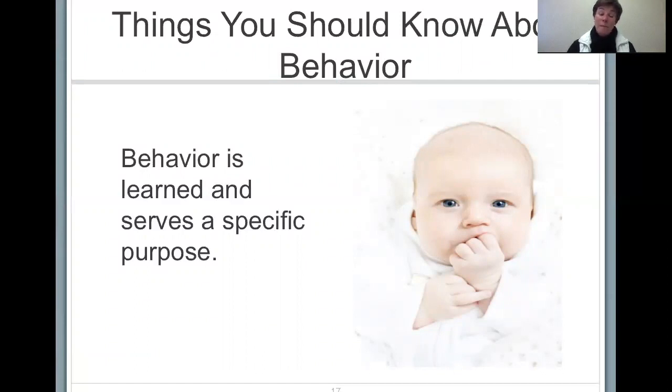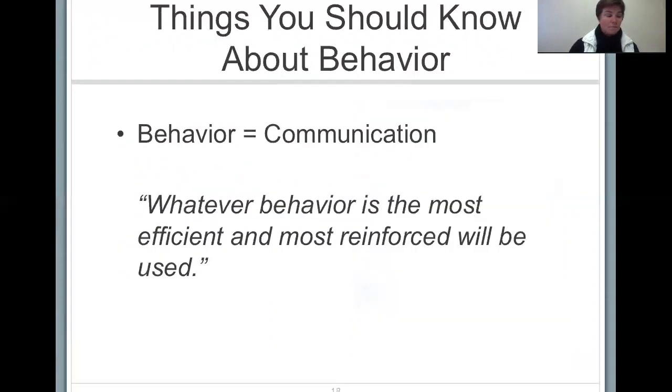The first thing we need to know about behavior is that it is learned and serves a specific purpose. The challenge is to figure out what the purpose is for each individual student. By figuring out the purpose, we can then take steps to teaching or rewarding more appropriate behaviors that serve the same purpose. The second thing we need to know about behavior is that behavior is a very efficient way for students to communicate. If Susie doesn't like to sit next to Johnny at the carpet, she may push Johnny away. As a consequence, Susie is removed from the carpet and asked to sit at her desk. For Susie, this can be a very quick and efficient way of getting away from Johnny.